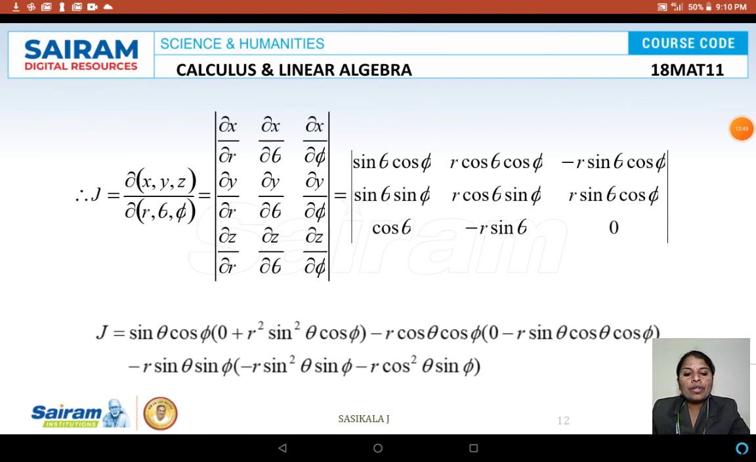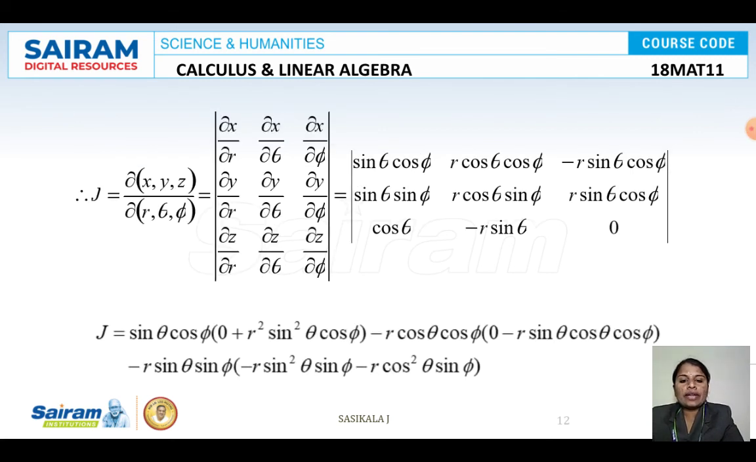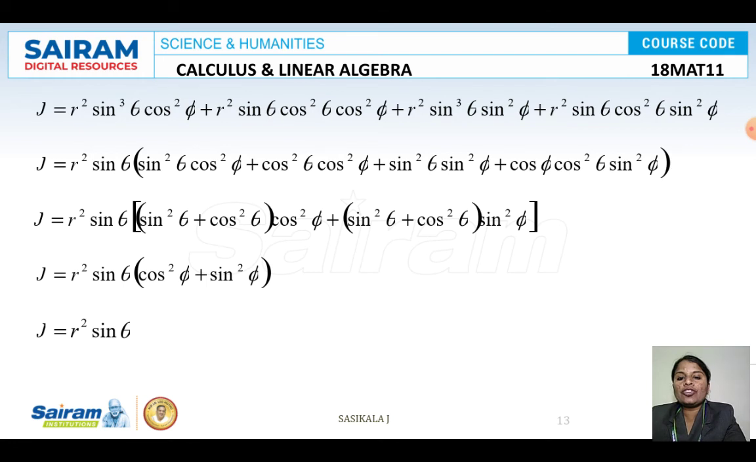Now you can simplify. Wherever r squared is there, take it out and you will get this equation. I'm going to take r squared as common for all the terms, along with sin theta. So I'll take r squared sin theta as common. I'll get sin squared theta, here cos squared theta and cos squared phi, here sin squared theta, and here cos squared theta sin squared phi.